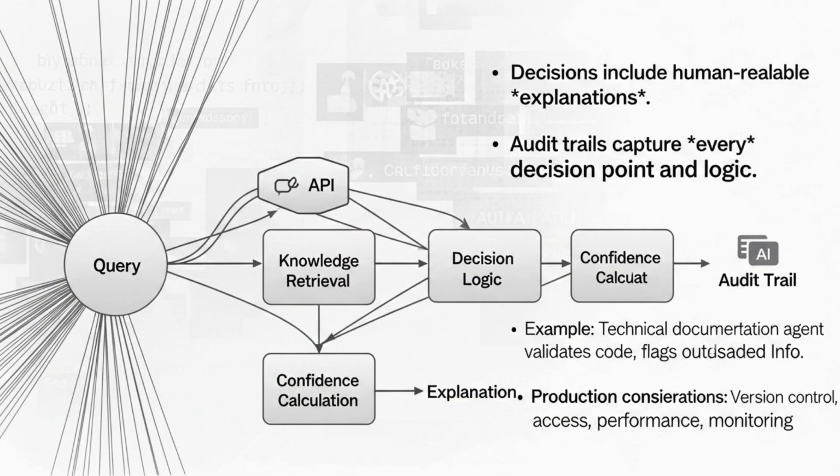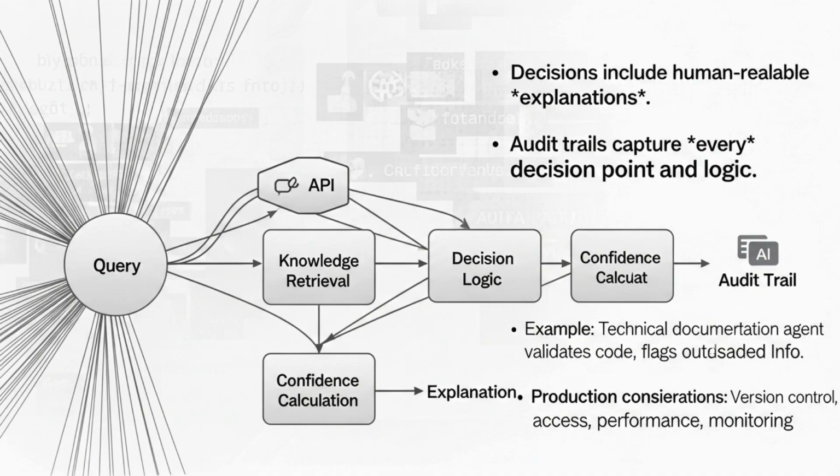Beyond just providing an answer, a truly specialized agent offers explainability. Every decision it makes includes a human-readable explanation that details which sources were consulted, why certain sources were trusted over others, and even what gaps exist in its knowledge. This transparency builds trust and allows for critical review. Complementing this is the audit trail implementation. This system captures every decision point, from the initial input analysis to which knowledge sources were retrieved, through each validation step, the specific decision logic applied, and finally, how the confidence was calculated. It's a comprehensive log of the agent's thought process.